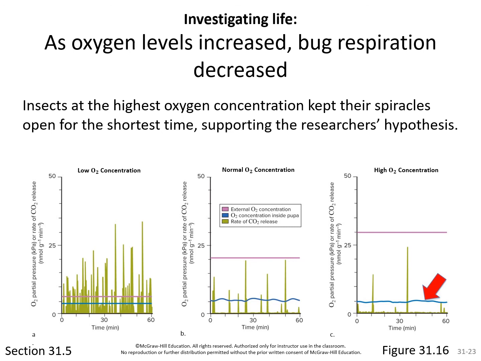So basically, when there's a low O2 concentration, the pupae have their spiracles open. They're breathing in and out as much as possible to try to get oxygen into them. With the normal and the high O2 concentrations, they're breathing periodically. And with that high O2 concentration, even though the spiracles aren't open for that long, they're still getting enough oxygen to keep their internal oxygen levels fairly steady. So as oxygen levels increase, bug respiration decreased.